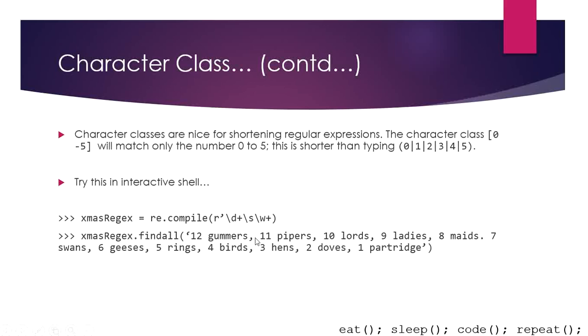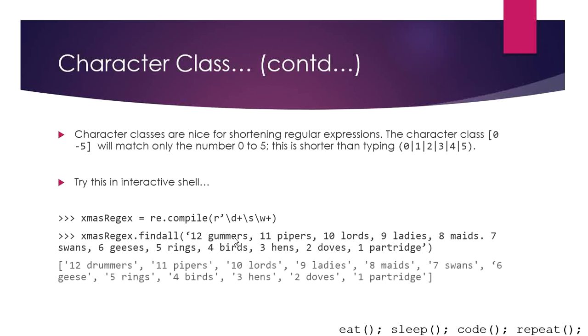Okay, so we have 12 dot gumpers, pipers. Whatever. So these are some xmx trees, I guess. Okay, what do you observe? They all have the number plus a space, new line, or a tab, and then they have a group of letters. Now if I run it, I'm going to get a list of everything, and they all are strings, of course.